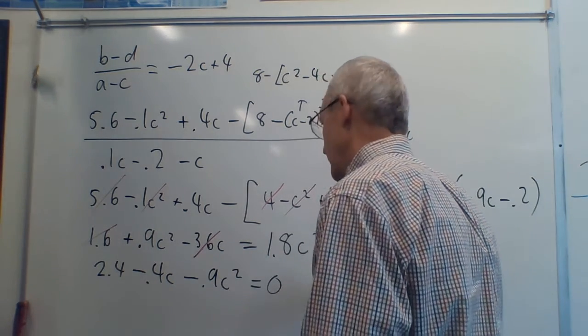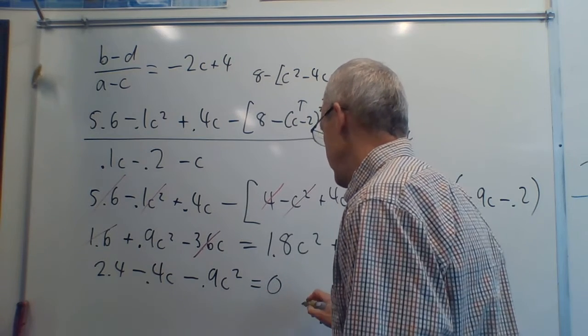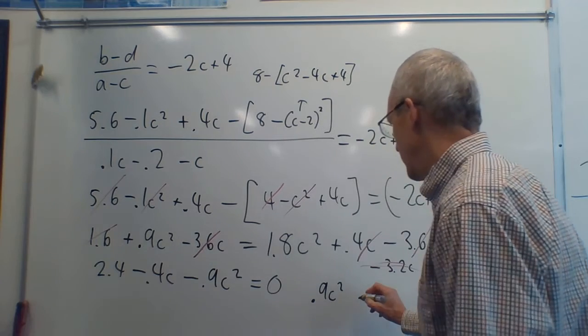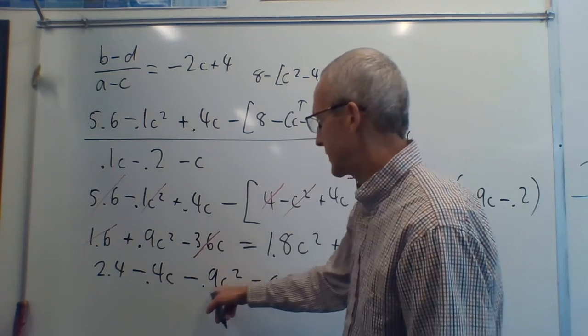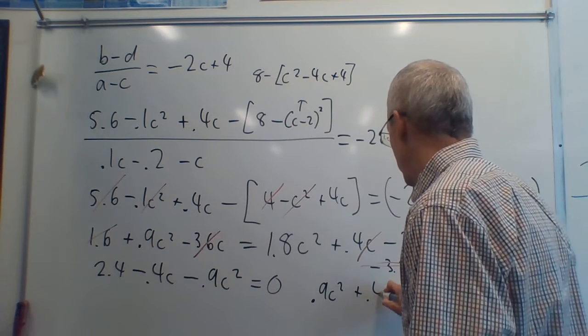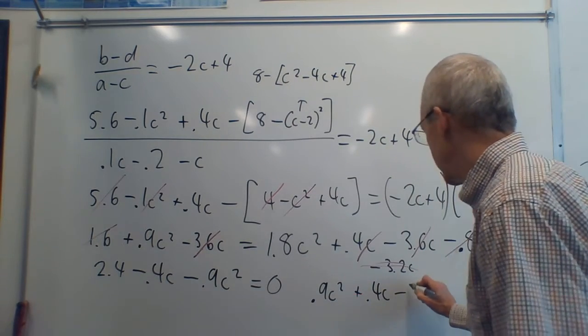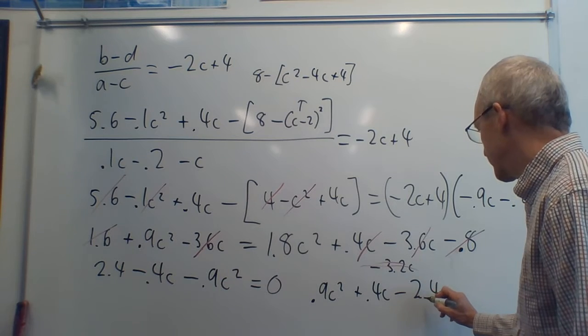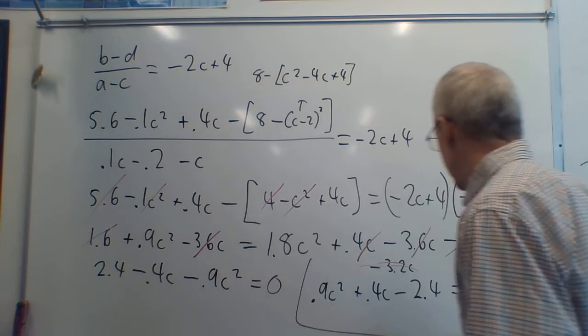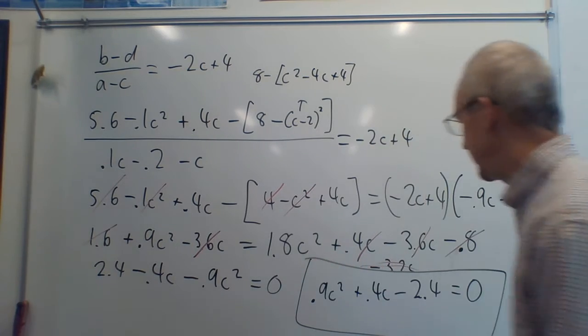Let's rewrite this, so let's make it all positive. So 0.9 c squared plus, because we're going to change the sign of everything, this one becomes positive, this one becomes positive. 0.4c, but then negative, minus 2.4 equals 0. Okay, that is our quadratic equation for c.